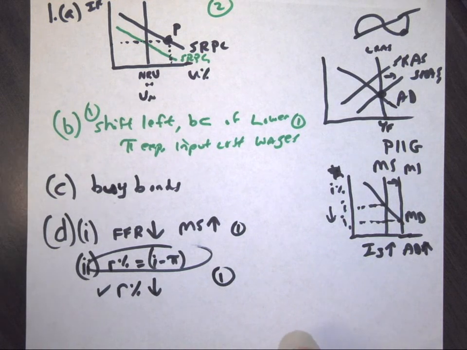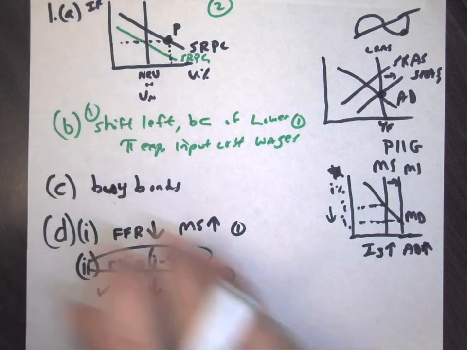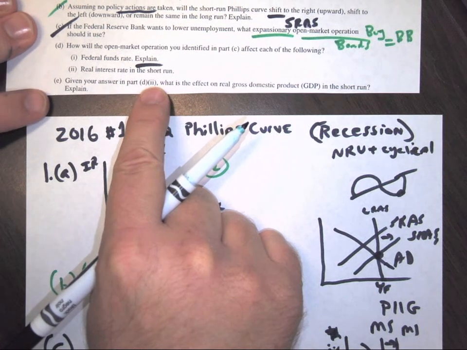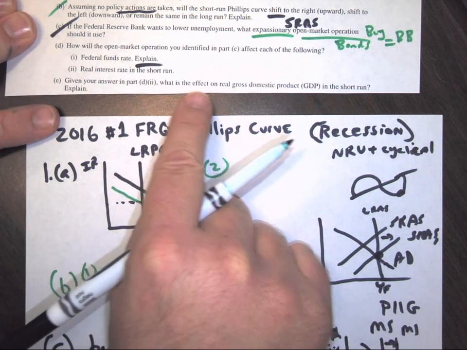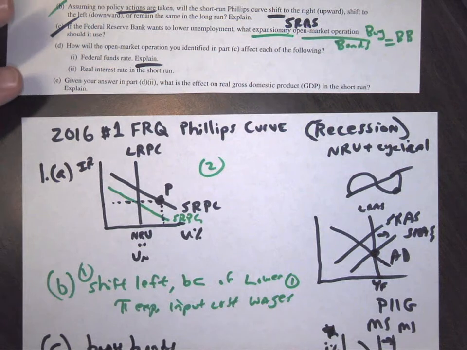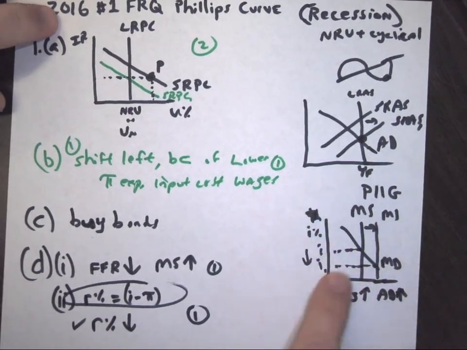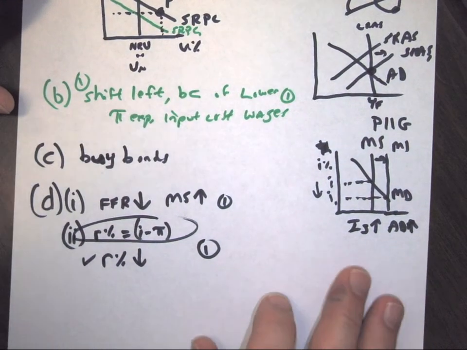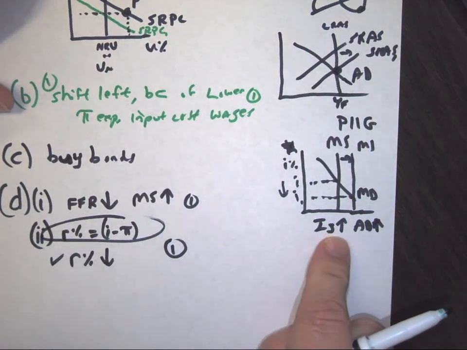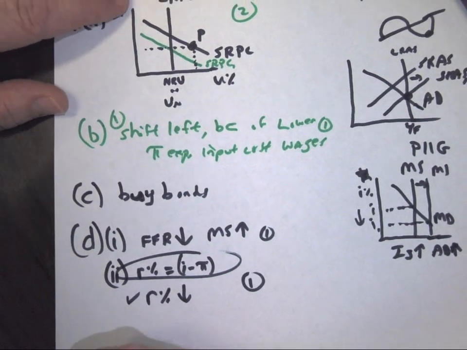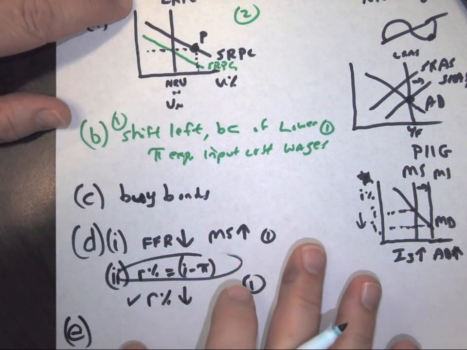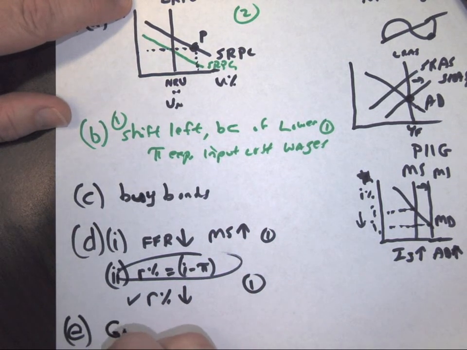Okay, so the next thing they ask that's still in our realm is, given your answer in part D, part 2, what is the effect on real GDP in the short run? Explain. Well, you've already kind of graphed this whole thing out in your head, haven't you? At least I hope you have at this point. So, if people are going to invest and there's low interest rates, then, hold on, sorry, got it right here. All right, they're asking about real GDP.